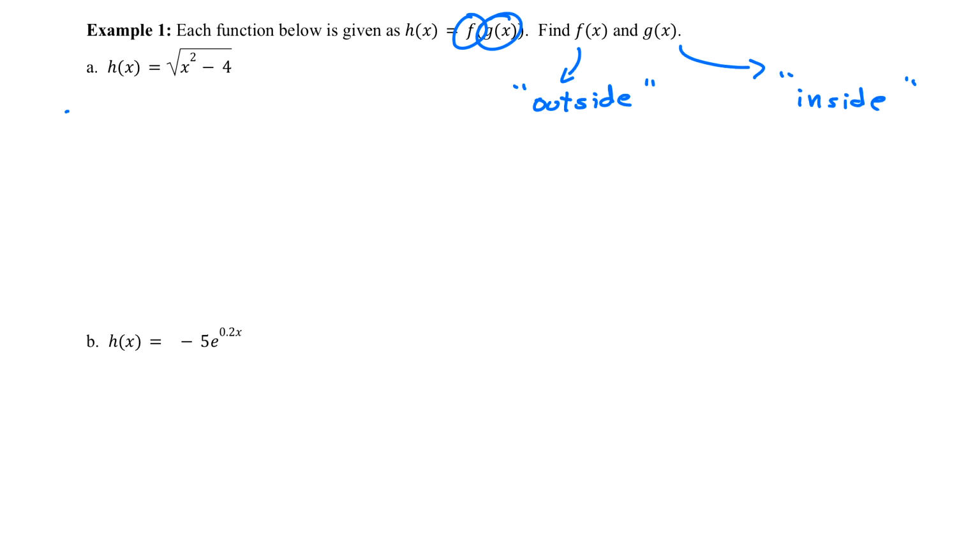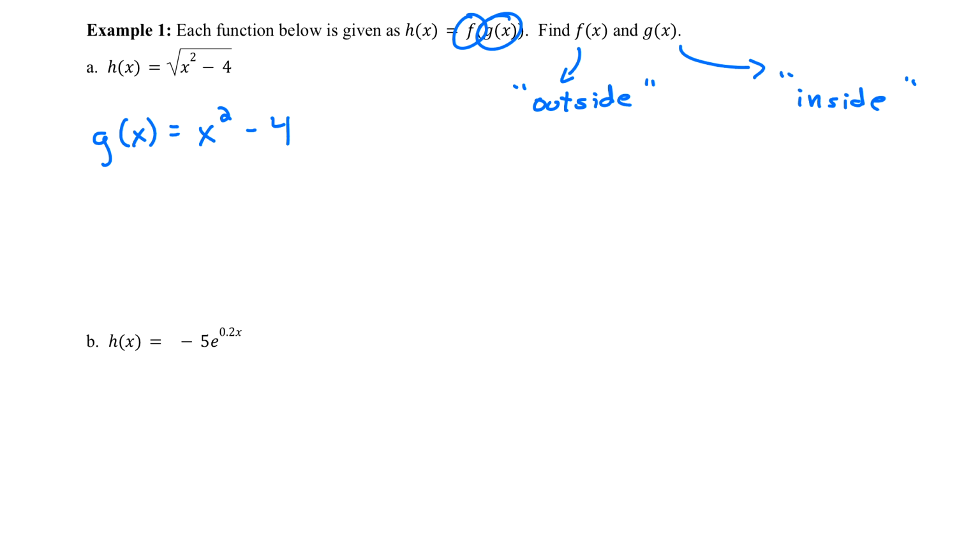So if we start with part A here, we've got h of x equals the square root of x squared minus 4. To me, I look at this, I see first of all the square root, and then I see this inside part right here inside of the square root of x squared minus 4. So I'm going to take the inside function, g of x, to be that x squared minus 4, the part that's "inside" of the square root.